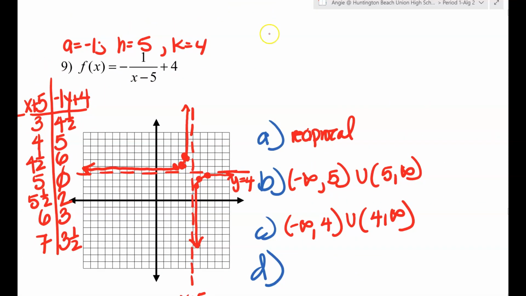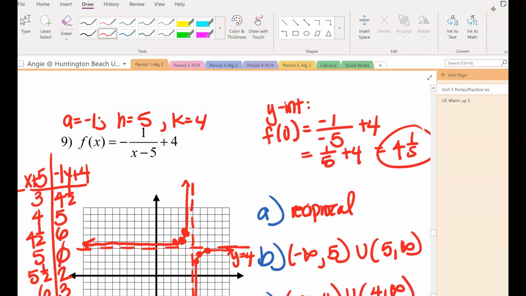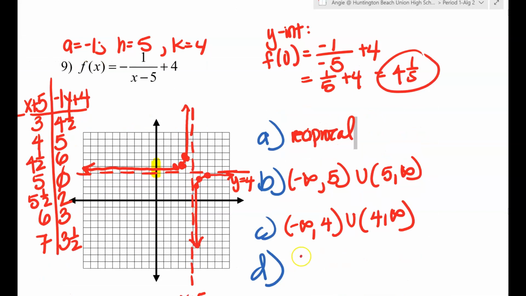Are you ready? So y-intercept is when x equals 0. So f of 0 equals negative 1 over 0 minus 5, which is negative 5, plus 4. So negative 1 divided by negative 5 is a positive 1/5 plus 4. So that's going to be 4 and 1/5. So that's super close to this horizontal asymptote. So that makes sense why it would be 4 and 1/5. So let's fill that into our letter D. So 0, 4 and 1/5. Woo, woo, y'all, we are done.